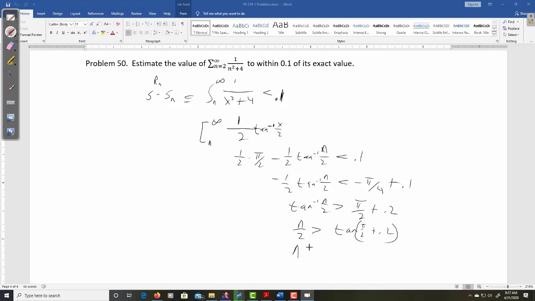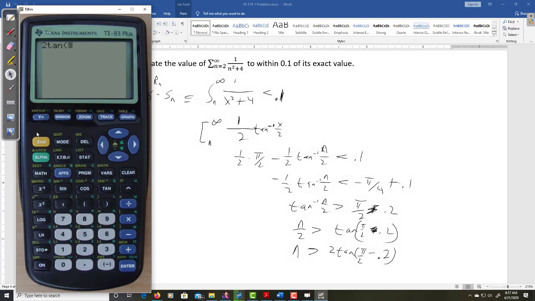And then multiply off the 2. n is greater than 2 tangent. Oh, that should be a minus right there. Yeah, because we multiplied by a negative, that should be a minus: 2 tangent of pi over 2 minus 0.2. Let's plug that into the calculator and see what we get. 2 tangent of pi over 2 minus 0.2. Not graph. There we go. Alright, so that's about 9.87.